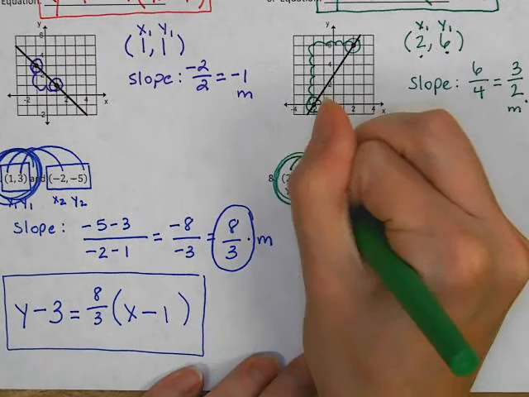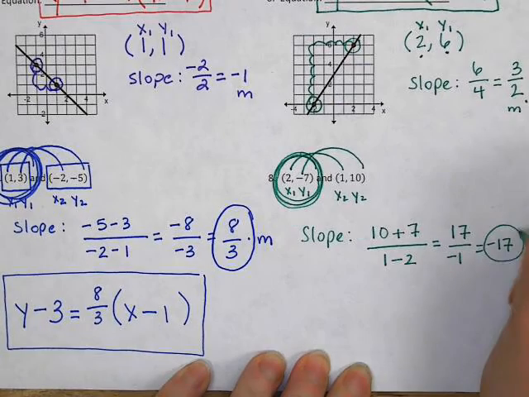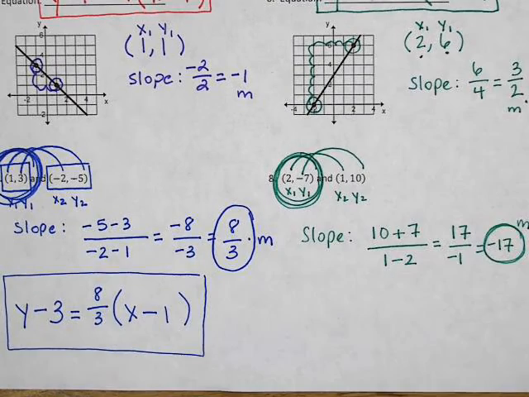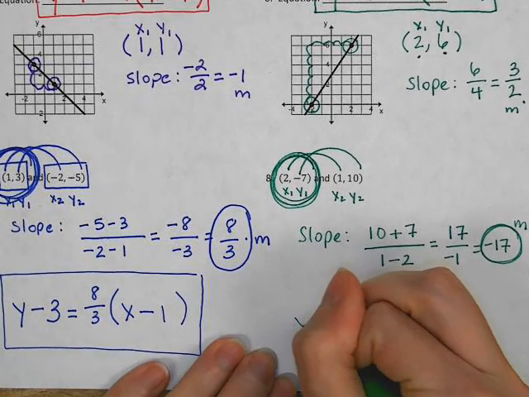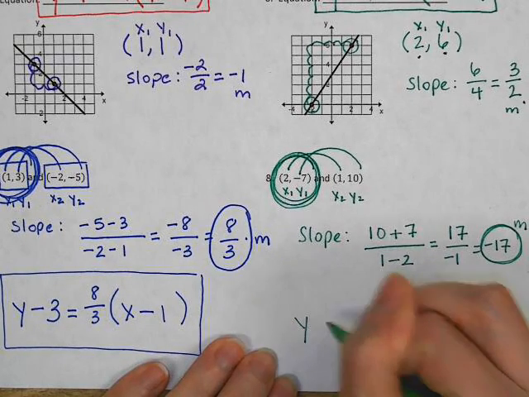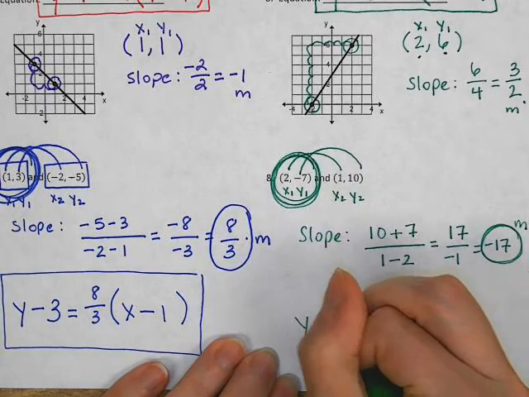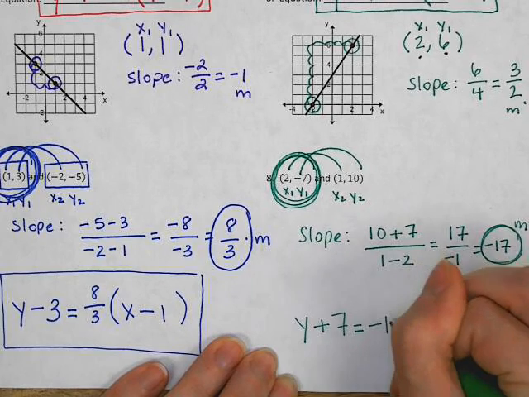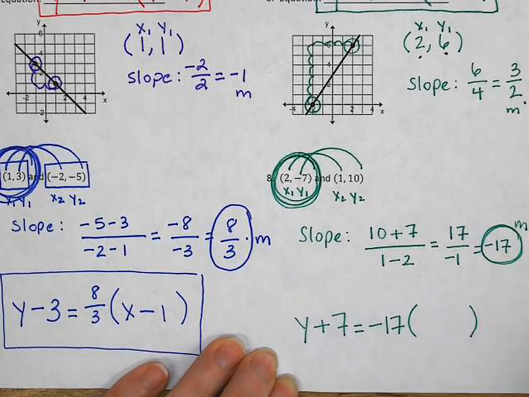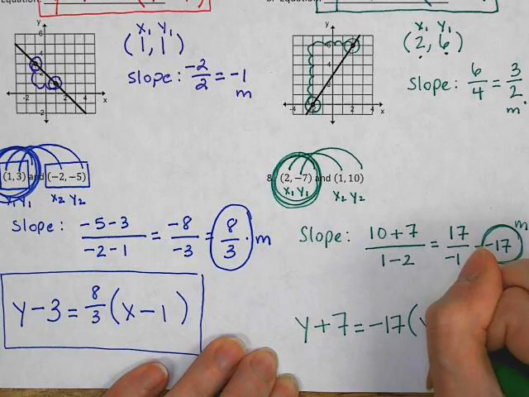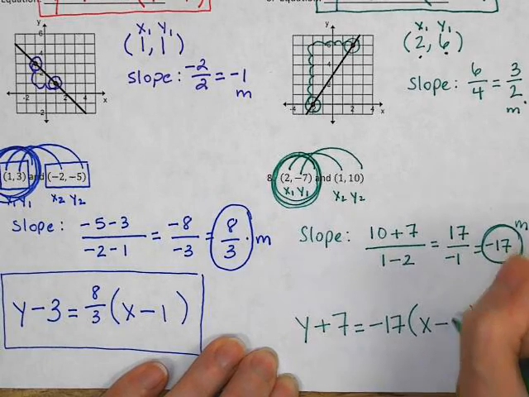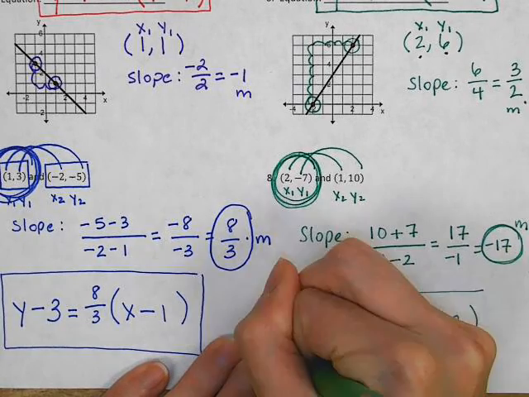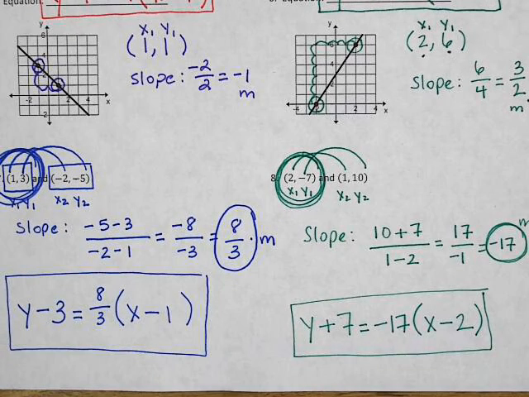All right, so here's our point. Here's our slope, m. Let's plug it into the point-slope formula. So the formula is y minus y1. Y minus a -7 is y plus 7, equals m, which is -17, times parentheses x minus x1, which is 2. And once you have all 3 pieces plugged in, you are done.